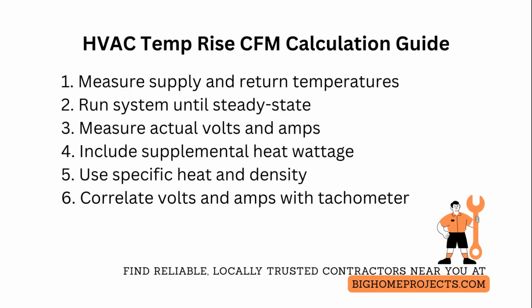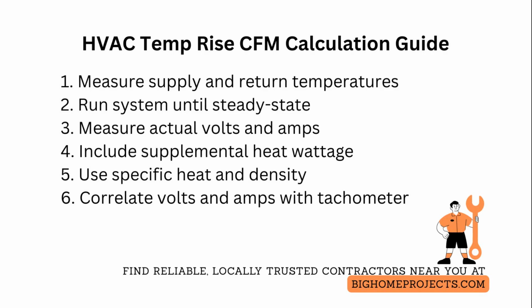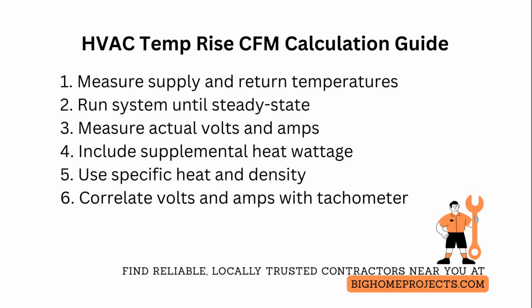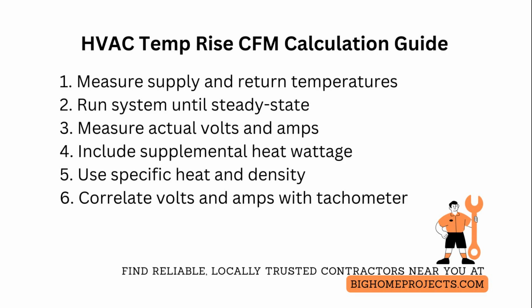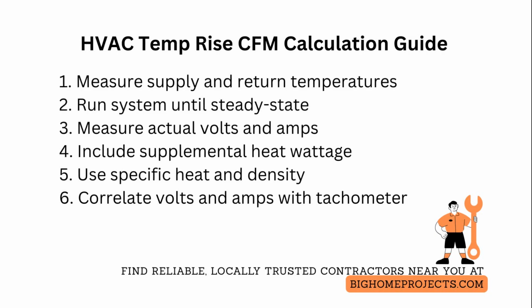Use the specific heat of air at the operating dry bulb and wet bulb conditions or the standard value of approximately 0.254 British thermal units per pound degree Fahrenheit times air density to convert the measured temperature rise into mass flow and then to volumetric flow, and apply the formula CFM equals heater watts divided by 1,260 times temperature rise in degrees Fahrenheit when heater watts are in watts, and you convert units appropriately.